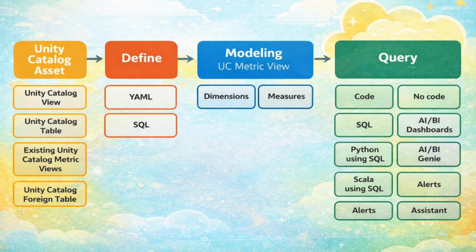Key takeaway. The Databricks Metric View workflow follows a simple yet powerful approach. Start with Unity Catalog assets, define metrics using YAML and SQL, model dimensions and measures in a Unity Catalog metric view, and then query those metrics through both code and no-code experiences. This creates a centralized semantic.